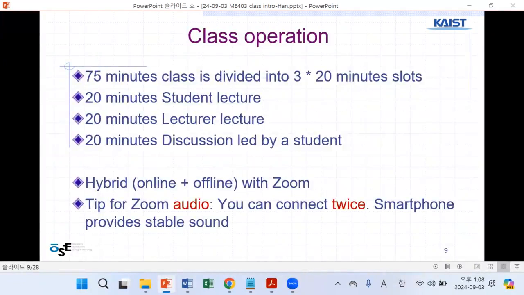And the Zoom is covered every time. Today also I opened the Zoom. Nobody except the TA is online now. But sometimes maybe you can have a trip or be sick or have other reasons, and you can participate online. Okay.